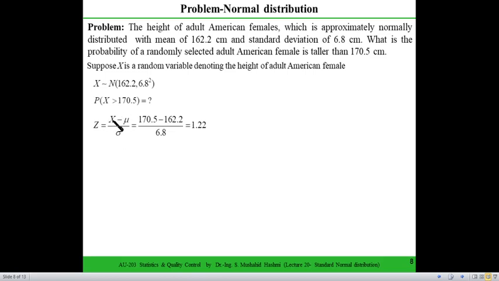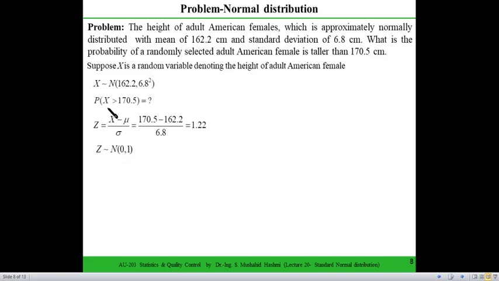So as I know, the value of x here is 170.5, its mean value is 162.2, and its standard deviation is 6.8. So I have transformed the value of x, 170.5, into a z value, which comes out to be 1.22. If my x value is the same as the mean, then I am always going to get the z value 0, and sigma would be 1, because that is what the conversion does.